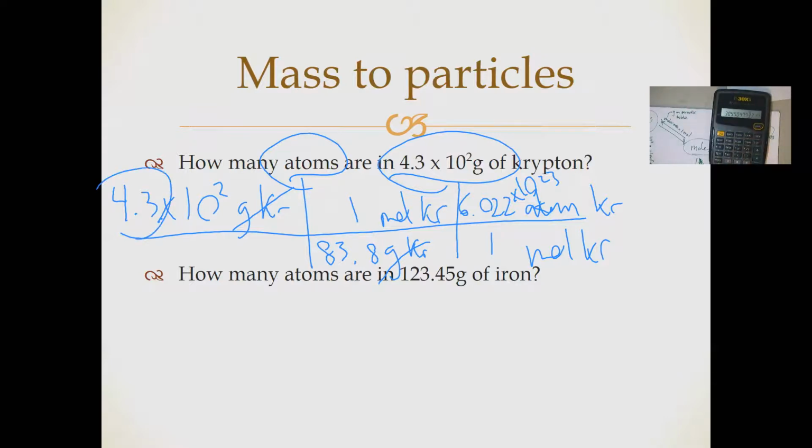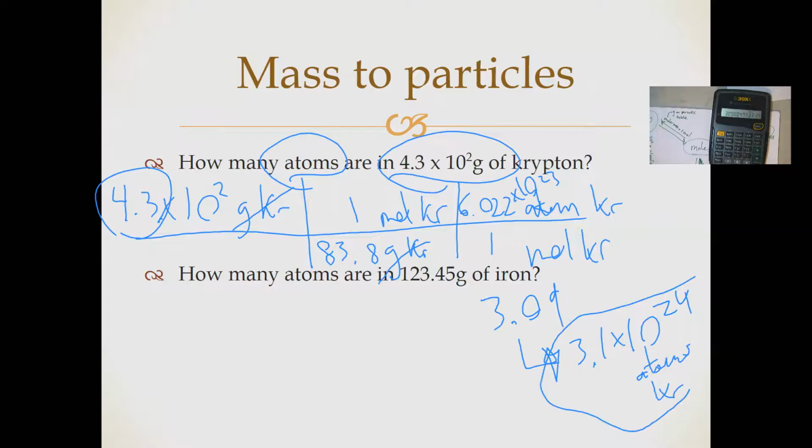Looks like I can go into 2 sig figs. So my answer should be 3, and then it goes 3.09, but I'm going to round that to 3.1. And then it's going to be times 10. The exponent is 24 again. Okay. And okay, that makes logical sense. So 3.1 times 10 to the 24, and that's atoms krypton. Okay, that's what I have.